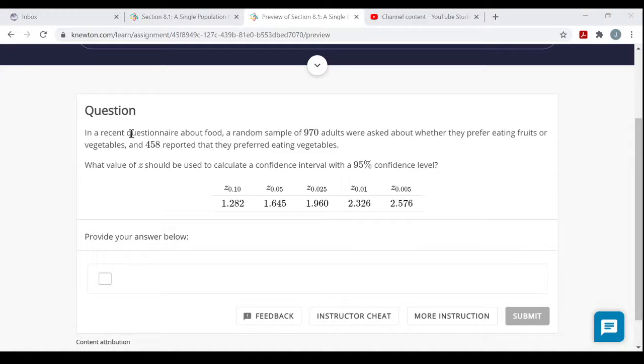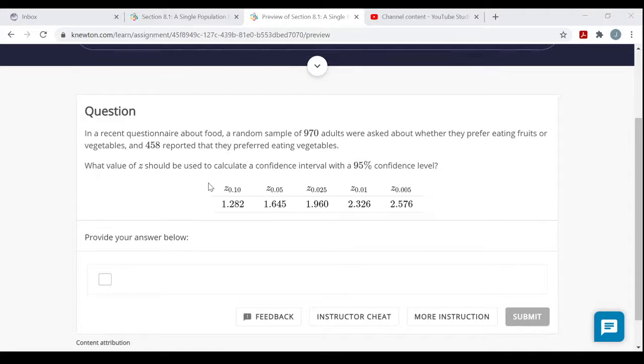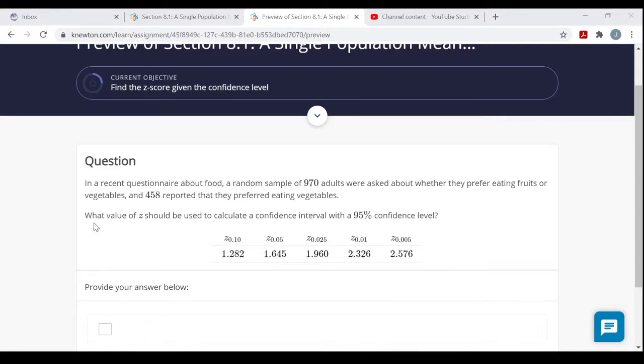So here, in a recent questionnaire about food, a random sample of 970 adults were asked about whether they prefer eating fruits or vegetables. And 458 reported that they prefer eating vegetables. So what value of z should be used to calculate a confidence interval with a 95% confidence level?